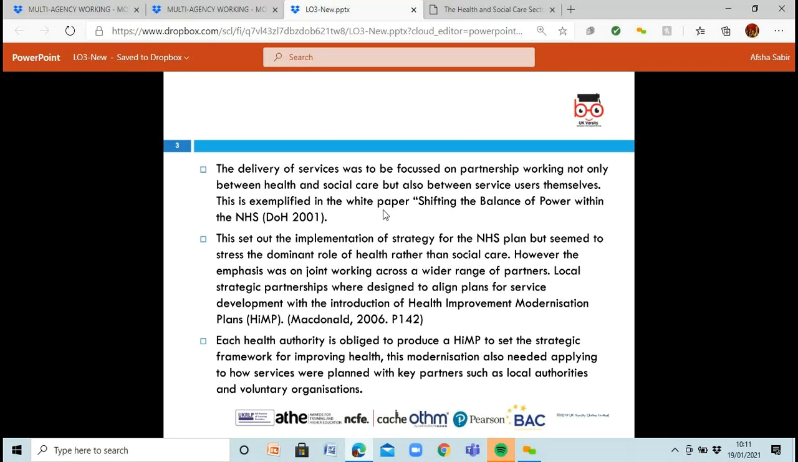There's a strong emphasis on joint working within here. So there's something introduced, the Health Improvement Modernization Plan, so HIMP. Each health authority is obliged to produce a HIMP. The Health Improvement Modernization Plan is to set out a strategic framework for improving health. This modernization also needs to be applied to how services are planned with their key partners like local authorities and voluntary organizations. So in a nutshell, each authority needs to create one of these plans, and they need to work out how they're actually going to be working together and who has what responsibility.